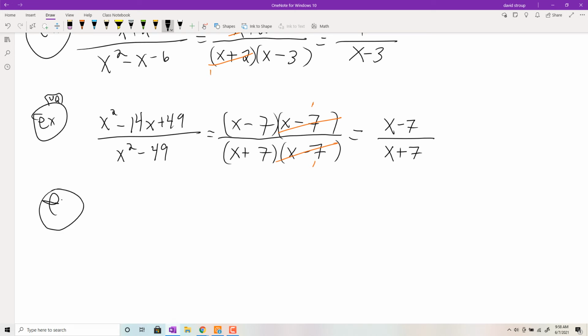Anyways, let's look at one of these cubic ones. So I have x cubed minus 125 all over x squared minus 25.